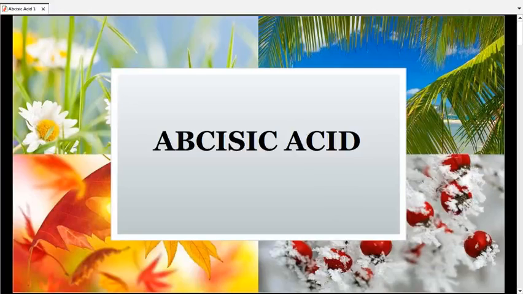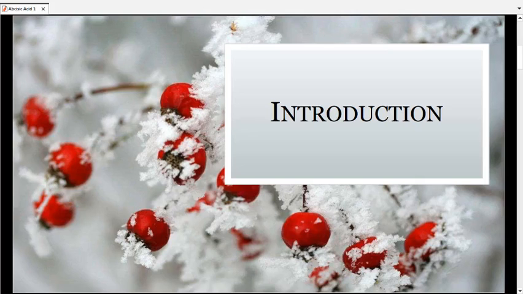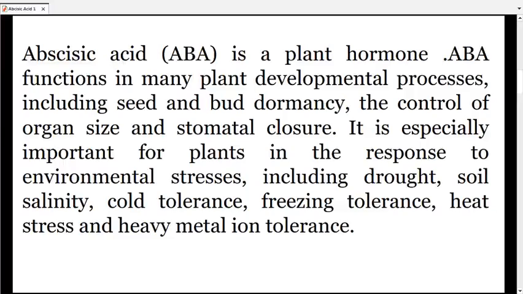We will study about its introduction, discovery, and how it is transported and why it occurs. As far as introduction is concerned, abscisic acid is a plant growth hormone. It comes in the category of plant growth inhibitors. It functions in many plant developmental processes, including seed and bud dormancy. It controls the organ size and also causes the stomatal closure.